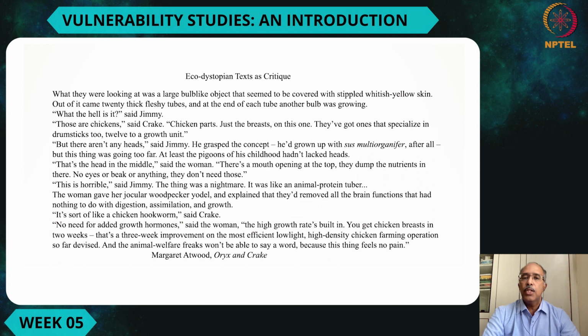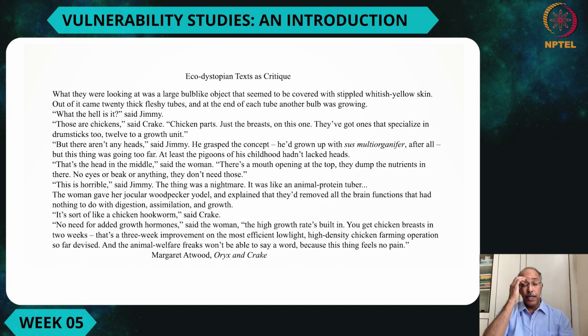What they were looking at was a large bulb-like object that seemed to be covered with stippled whitish yellow skin. And Jimmy asked, what the hell is it? Those are chickens, said Craig. Chicken parts, just the breasts on this one. They've got ones that specialize in drumsticks too, 12 to a growth unit. But there aren't any heads, said Jimmy. That's the head in the middle, said the woman. There's a mouth opening at the top. They dump the nutrients in there. No eyes or beak or anything. They don't need those. This is horrible, said Jimmy. The thing was a nightmare. It was an animal protein tuber.